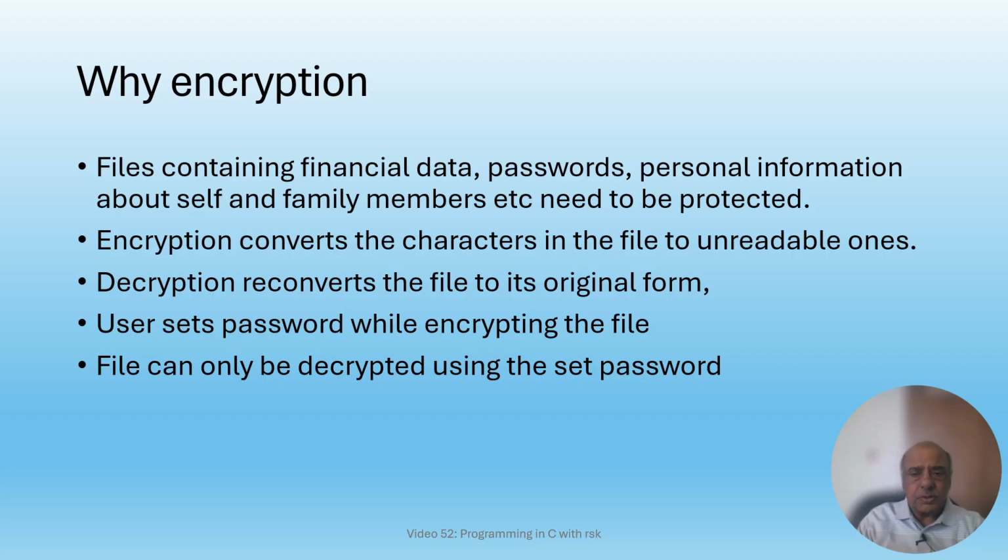so that it cannot be available to unauthorized persons. For doing that, to make the data unreadable and unavailable, we convert the characters in the file to unreadable ones in the process of encryption, while in the process of decryption the encrypted file is converted back to its original form.